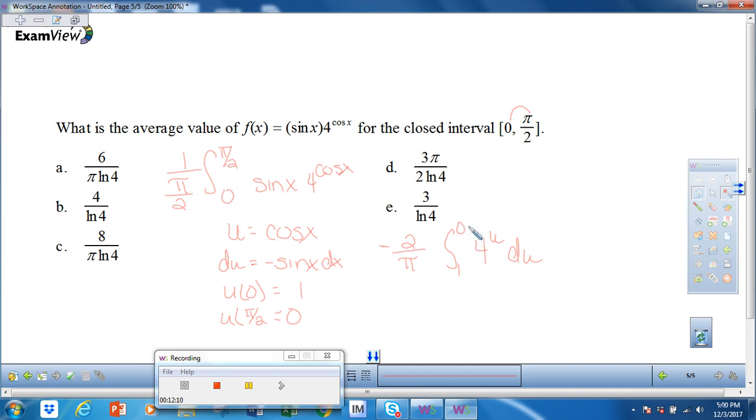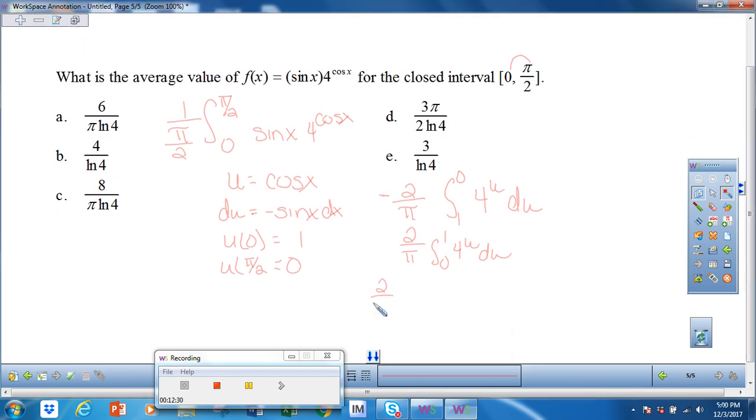Okay, now what I want to do is get rid of this negative and put it so that I have the smaller limit on the bottom. So this is 2 over pi, integral from 0 to 1 of 4 to the u du, and taking the integral of that, 2 over pi times 1 over the natural log of 4 times 4 to the u, evaluated from 0 to 1, which gives us 2 over pi times 4 minus 4 to the 0 over the natural log of 4, which gives us 2 over pi times 3 over the natural log of 4.